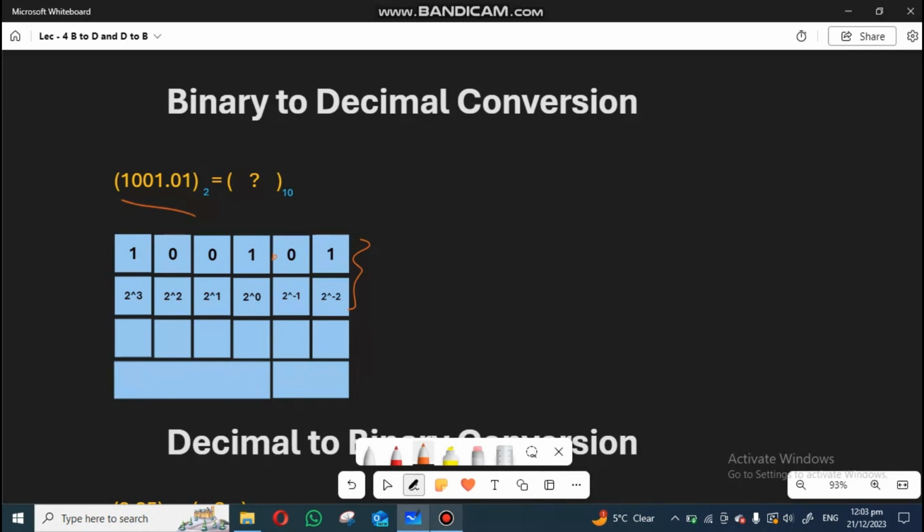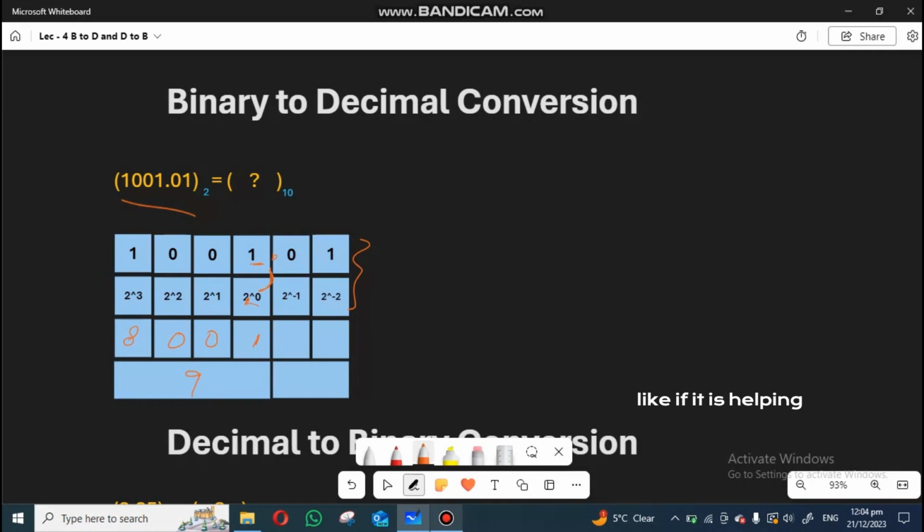So I'll multiply these two numbers with each other. If I multiply 1 with 1, I'm going to get 1 definitely. 2 power 1 is 2, but when I multiply it with 0, it will become 0 again. Similarly 2 power 2 is 4, but if I multiply it with 0, it will become 0. Now 2 power 3 is 8. If I multiply it with 1, it will become 8. So if I add up all of these things, I'll get 9 on this side.